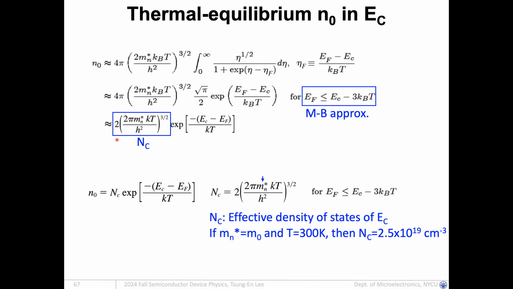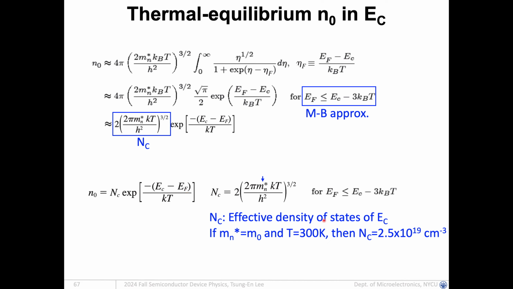And this part in front of the exponential is a constant. We call it the effective density of states of the conduction band. And this part is dependent on the energy difference between the Fermi level and the conduction band, which will determine the carrier concentration of the electrons. So we can simplify it as: carrier concentration equals the effective density of states of the conduction band times the exponential of minus (EC minus EF) over kT.